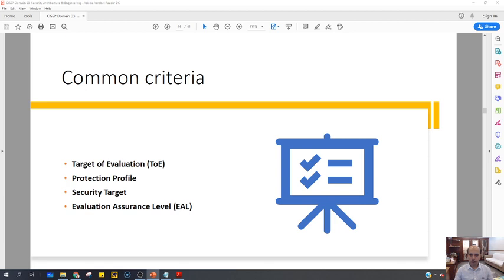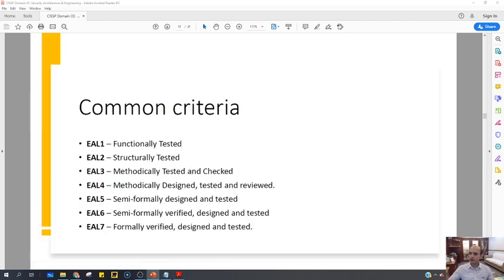Finally, after doing all the tests, they will give a final assurance level, and the assurance level can be EAL1 functionally tested, EAL2 structurally tested, EAL3, 4, 5, 6 and 7. 7 is the highest one. It means it is formally verified, designed and tested. It means everything is formally well tested from the design till the final testing.